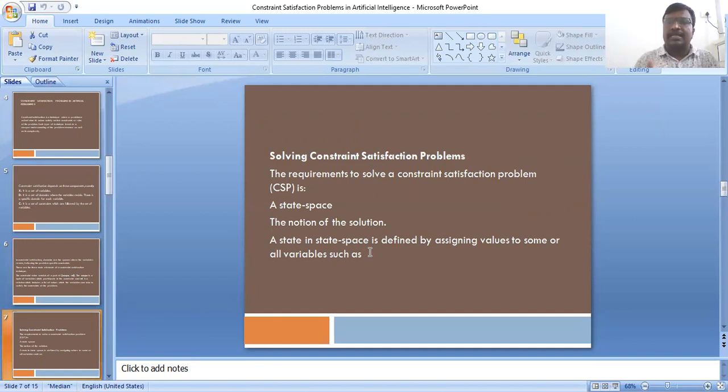How to solve the constraint satisfaction problem? The requirements to solve the constraint satisfaction problem are a state space and the notion of a solution. Here, a state space is defined by assigning values. A state in a state space is defined by assigning values to some or all variables.